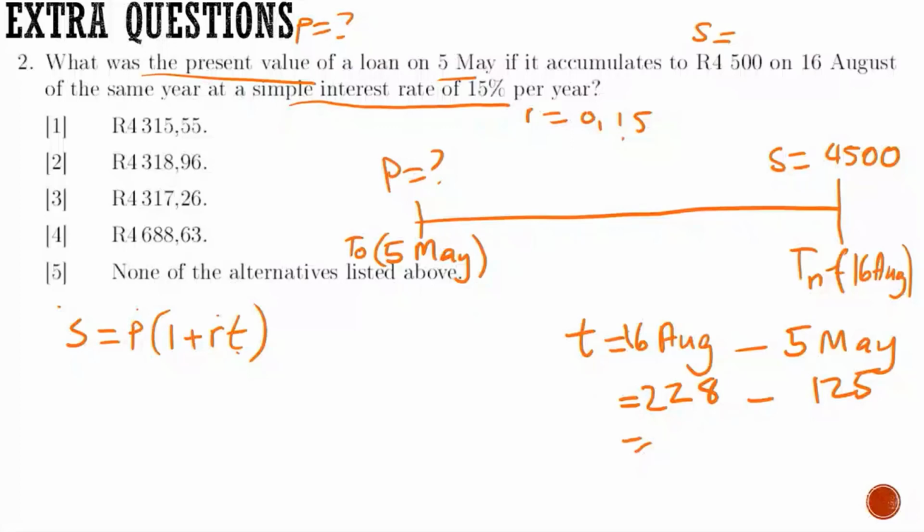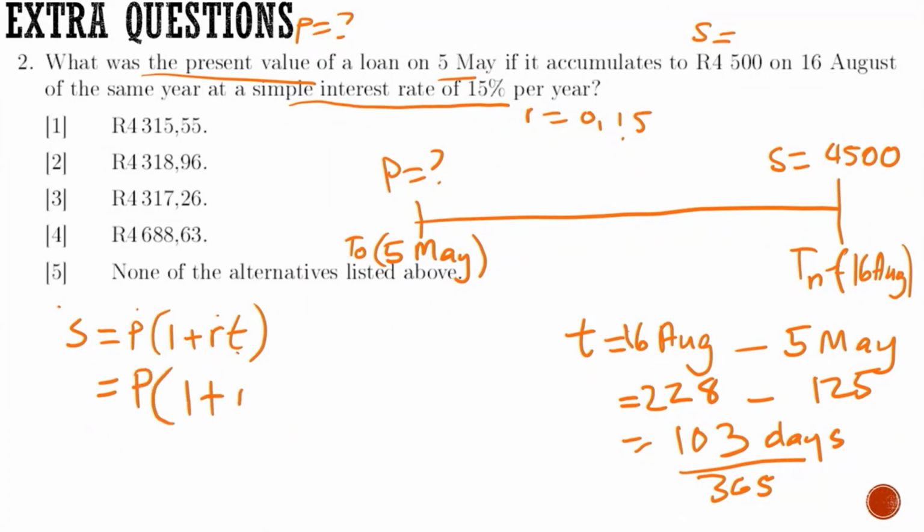Okay, so now you've got your things. So remember, this is in days. For you to be able to manipulate this T, you need to divide this thing by 365. Don't forget to divide. Now you plug this into your calculator, your formula first. So you've got your P times 1 plus your R, which is 0.15, your T. Your T is 103 divided by 365. Your S then is 4,500.